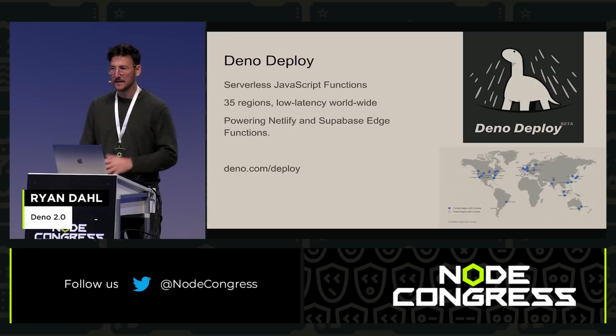Deno Deploy is kind of the other half of Deno, right? Deno is open sourced, MIT licensed, very much like Node, a thing that runs on your terminal. Deno Deploy uses a lot of that technology, runs in the cloud, runs in 35 data centers worldwide, and is a serverless edge functions platform. It's powering, for example, Netlify edge functions or Supabase edge functions.